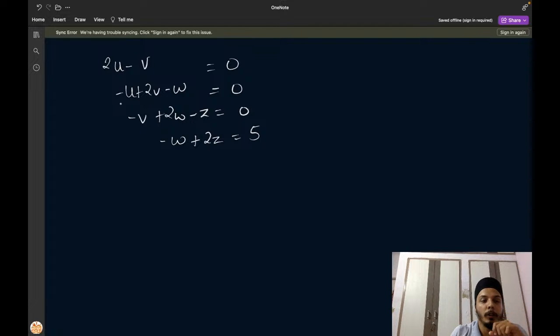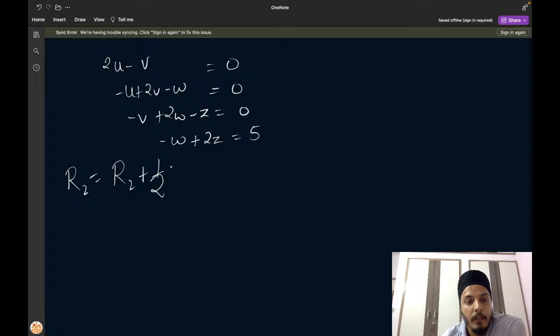So we don't want u in this second equation, v in this third equation, and w in the fourth equation. So we will do the operations accordingly. Now our first operation will be to eliminate u from our second equation. For that we can do here is r2 equals to r2 plus half times of r1. You do half times of this r1, you get u minus v by 2. Then you can add these two equations to eliminate u.